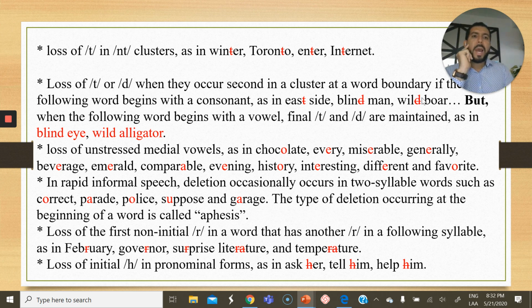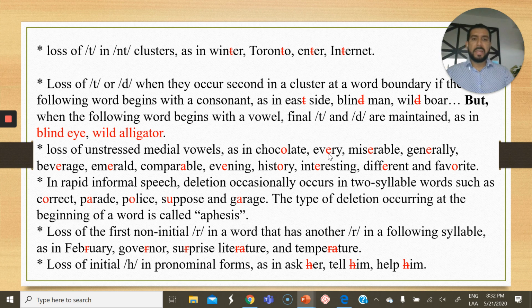The same is true for "wild boar" in connected speech. You can say, "I saw a wild boar," and that d disappears, of course. But when the following word begins with a vowel, the final t or d are never omitted, such as in "blind eye." You put it together with the vowel here. "Wild alligator." All right.